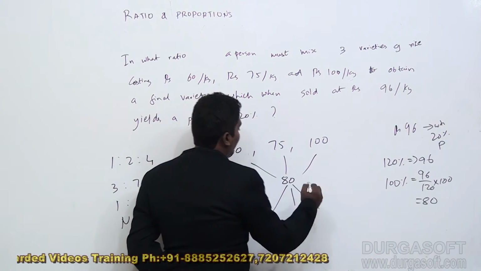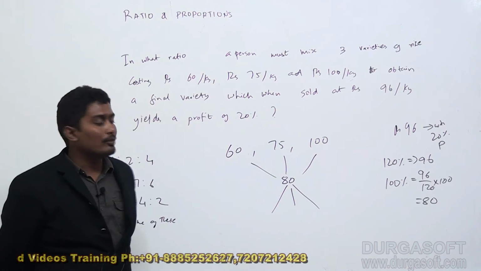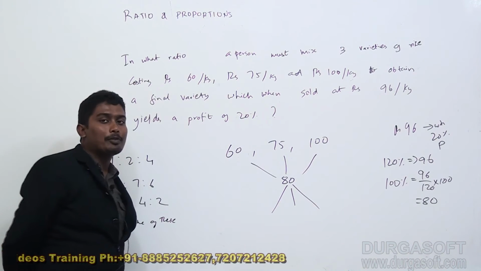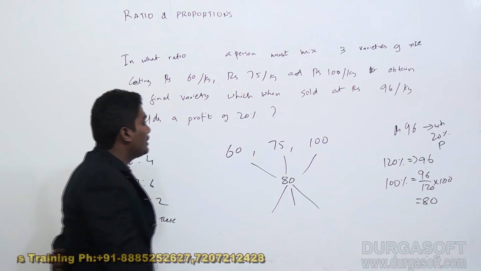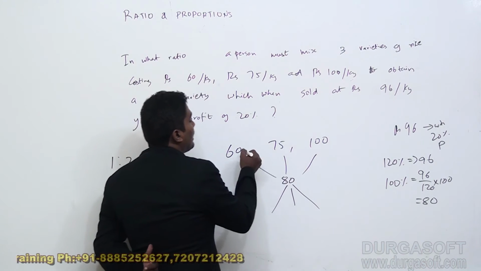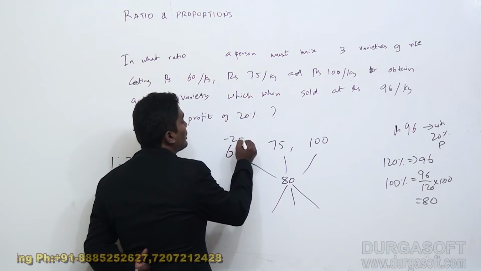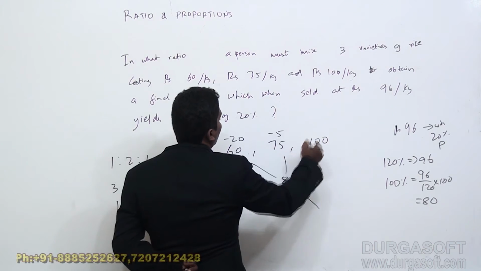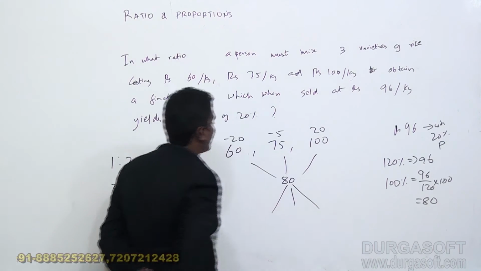Now I will be doing the alligation method. For 3 elements, the alligation method should be performed a bit differently. So what I will be doing is finding the differences between 80 and each cost. 60 minus 80 gives a difference of minus 20. Here the difference is minus 5. Here the difference is 20.